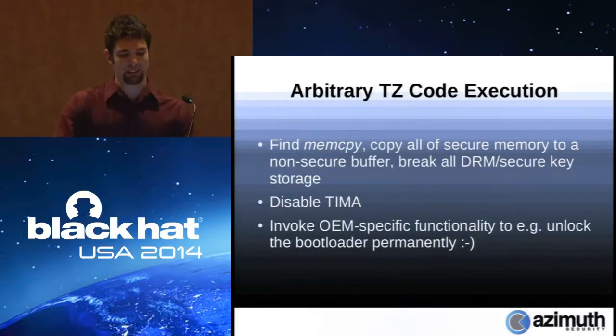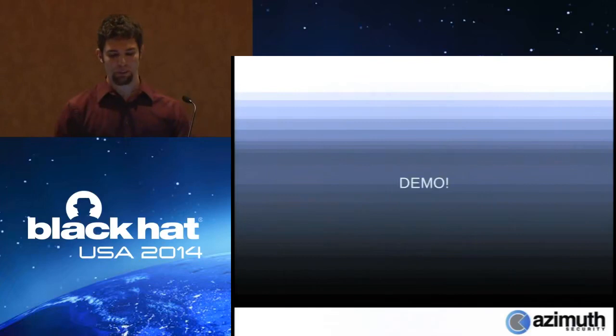One of the fun things you can do is actually find the memcpy implementation in the TrustZone kernel and just invoke that to copy all of secure memory to a non-secure buffer. So this would allow you to steal any DRM or secure key storage related stuff. So any sensitive data stored in secure memory now becomes available to the attacker. You could disable TIMA. You could disable any piece of security related functionality in TrustZone. You have full control. And then perhaps the flashiest thing you can do is invoke OEM-specific functionality to do things like permanently unlock a bootloader of a device. So that's what I'm going to do right now.